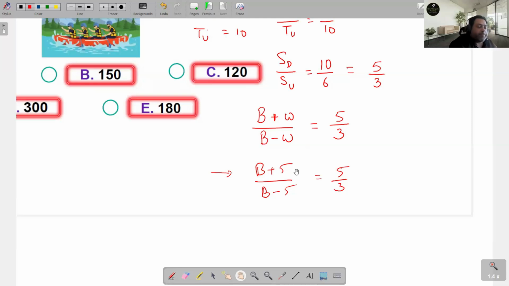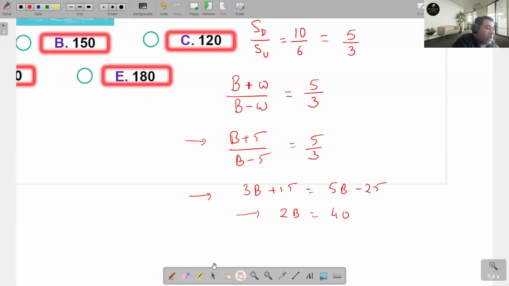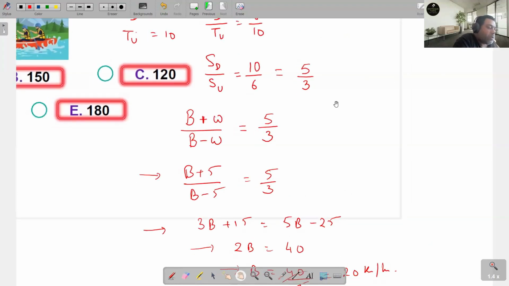Right, so solving this equation by cross multiplying, we'll get 3b plus 15 is equal to 5b minus 25. That gives us 2b is equal to 40. All right, and therefore boat speed in still water is 40 by 2, which is 20 kilometers per hour. Therefore, its downstream speed, b plus w, will become 20 plus the water speed 5, which is 25.